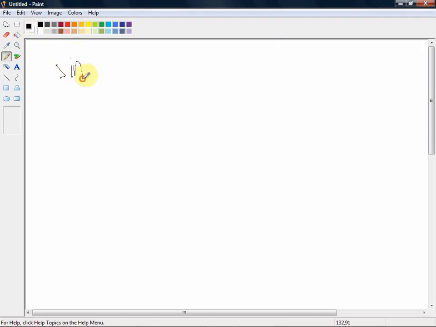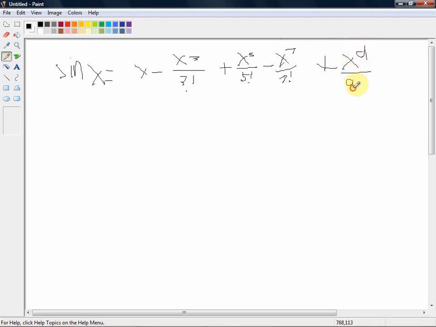That is equal to x minus x cubed over 3 factorial plus x to the 5th over 5 factorial. And I know that it's not called exclamation mark, it's called factorial, but I just feel like doing this. Minus x to the 7th over 7 factorial plus x to the 9th over 9 factorial.